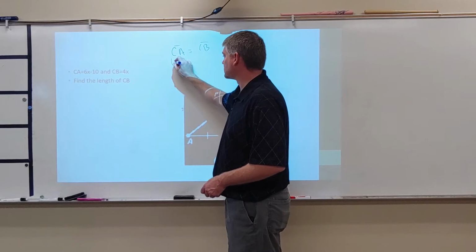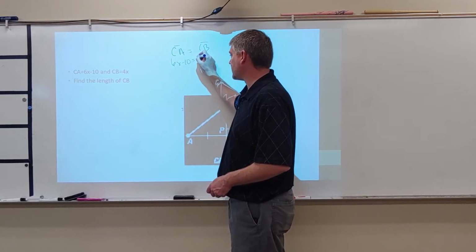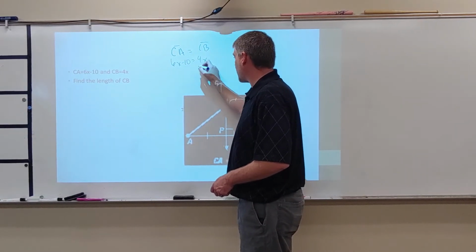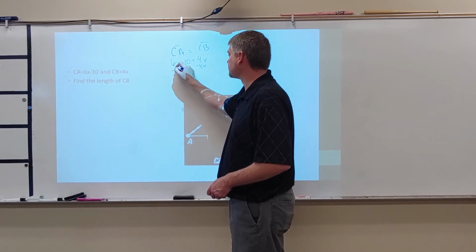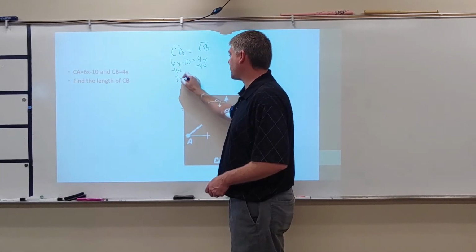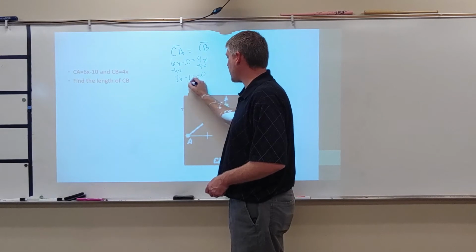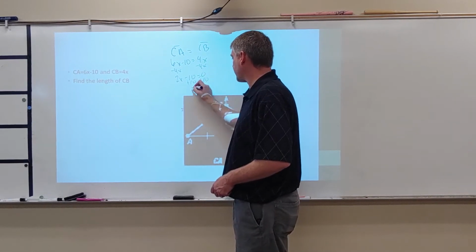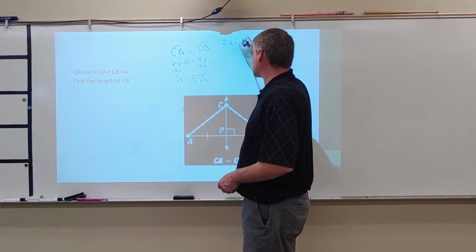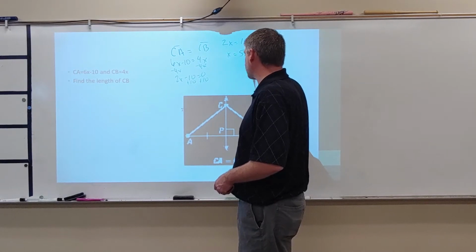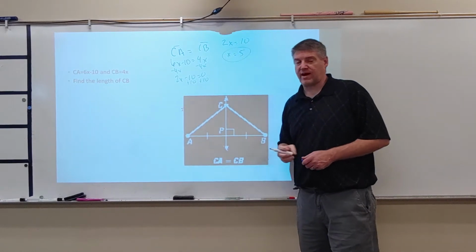And so now I'm going to go 6x minus 10 equals 4x. And I'm going to subtract my 4x over. So I have 2x minus 10 equals 0. Add my 10 over. 2x equals 10, or x equals 5. So now I have my value of x.